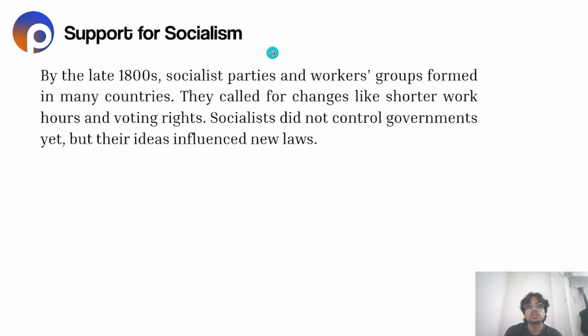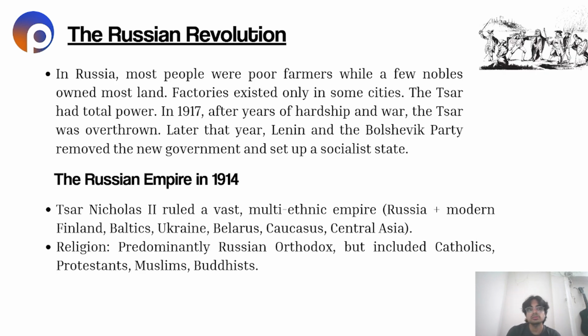Now, support for socialism. By the late 1800s, socialist parties and worker groups formed in many countries. They called for changes like shorter work hours and voting rights. Socialists did not control government yet, but their ideas influenced new laws.